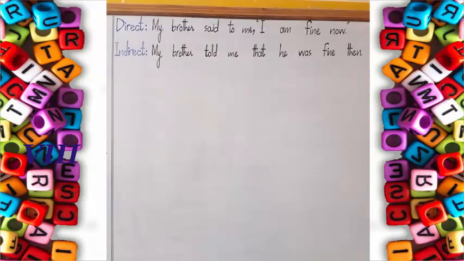I have slightly modified the sentence exemplified before. My brother said to me, I am fine now. The indirect sentence of this direct sentence is, my brother told me that he was fine then. What changes we have made and how we have converted this direct sentence into an indirect sentence, I'm going to explain to you now. You must concentrate and focus on my instructions, on my lecture, and on the board.